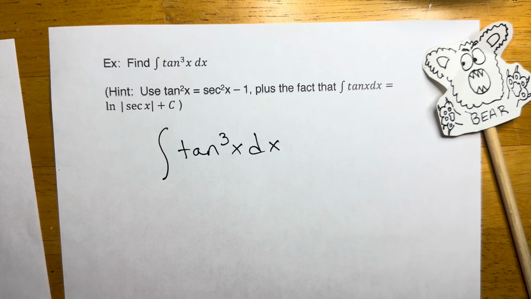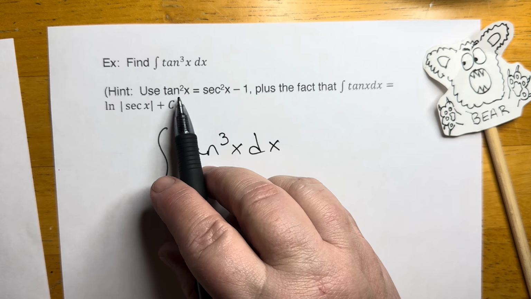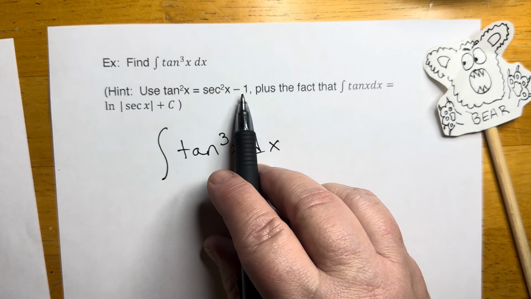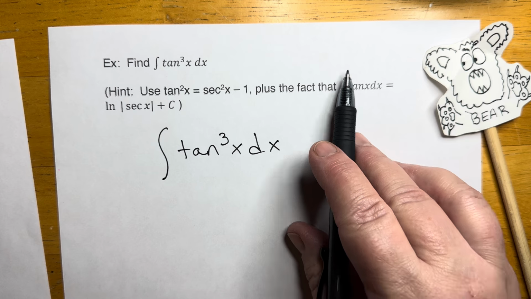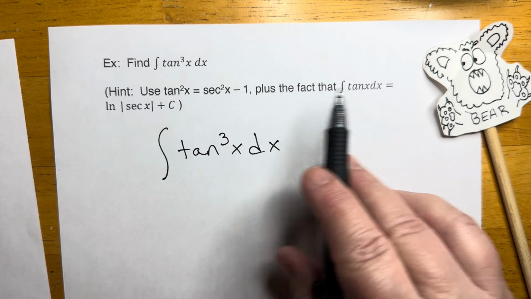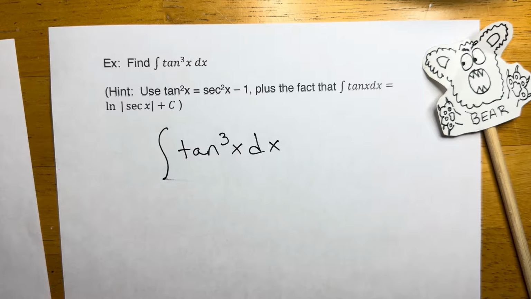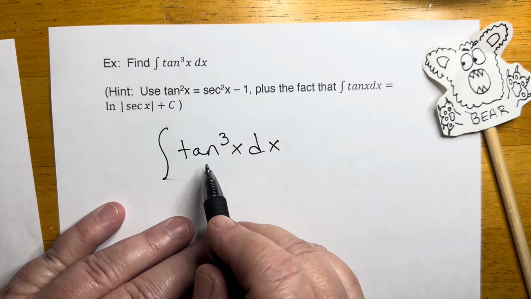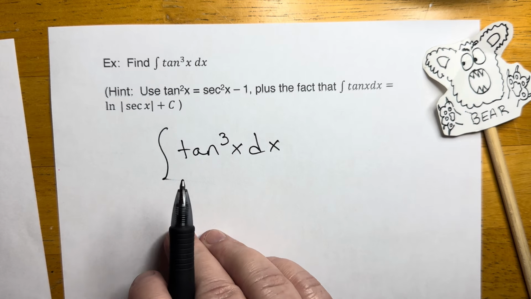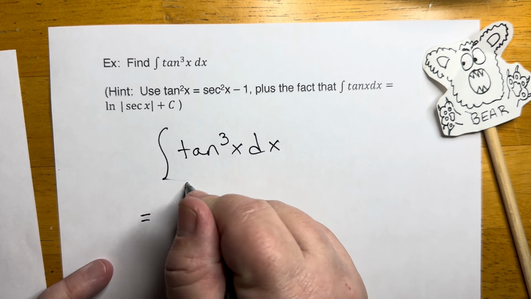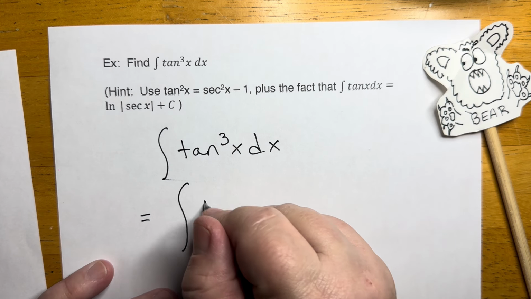So we've got tangent cubed. Okay. And so I told you the tangent squared is secant squared minus 1. And I also told you that the integral of tangent is this. So with those 2 hints, what do you think we're going to do? Well, the first thing I'm going to do is I'm going to split this up into tangent squared times tangent, just like we did with the sine and the cosine earlier.